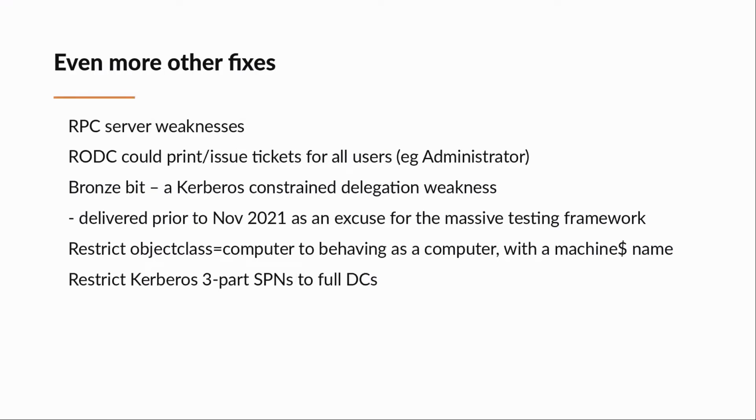And then even more things. Metze had a set of RPC server patches that he really wanted to get out. If we were going to do a security release, he wanted to get this slot fixed. So those got tacked on. We had found that the RODC could print or issue tickets for any user, which is a little bit about how I found this. We fixed the bronze bit issues, which we'd known about for a year, and frankly, I don't think were worth a real security release, and we didn't do them as that. We put them out before our big security release, and we used them as cover.